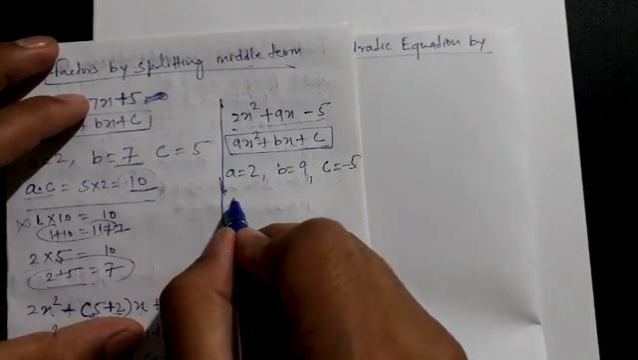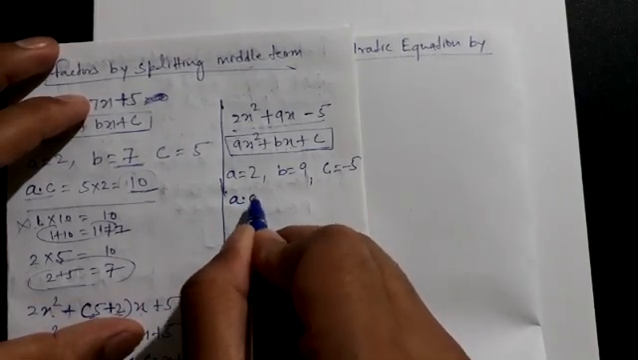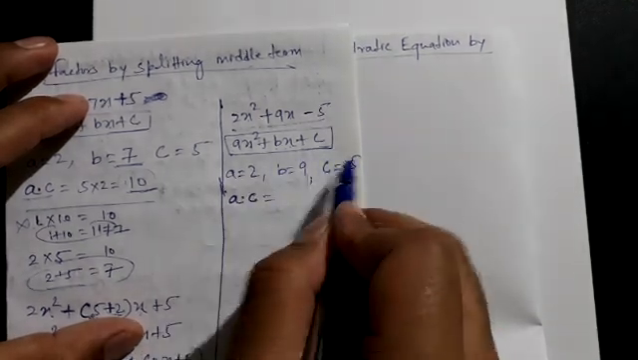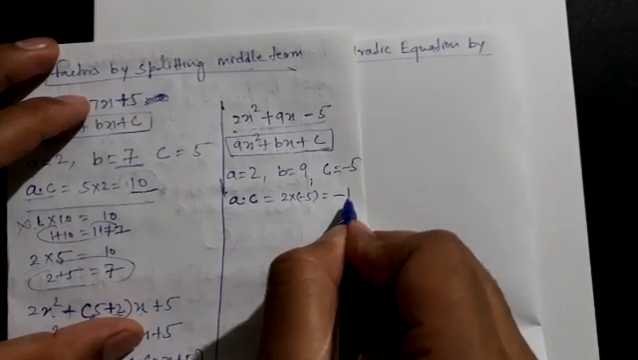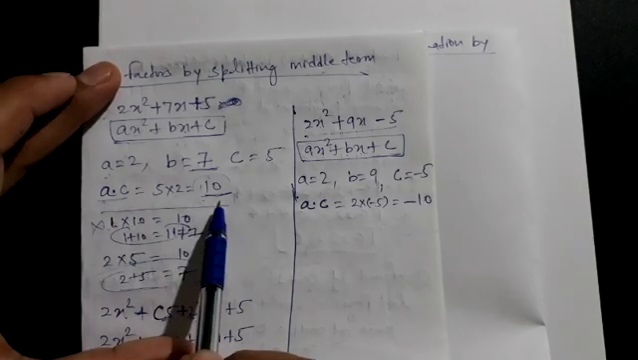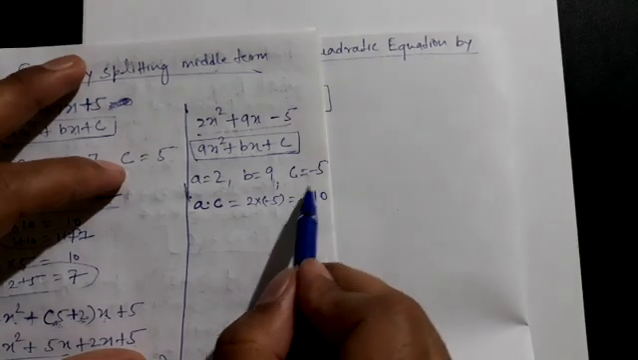So after that, what will we find? After finding a, b, c, we will find a into c, or we can say ac, the product of a and c. So now tell me, what will be the product of a and c? The product ac this time is 2 into minus 5. So 2 into minus 5 is minus 10. So earlier ac was plus 10. Okay, now our ac is minus 10.